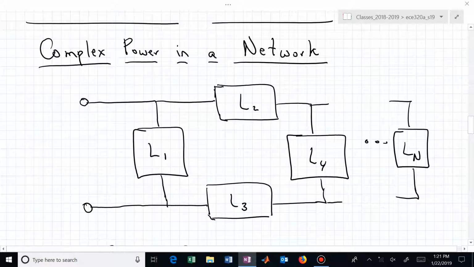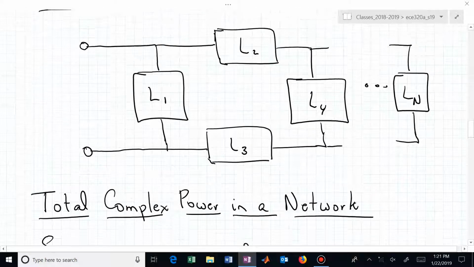Let's now look at how we can use all of this in a more complicated network. Again, this is single phase power. We simply have one phase associated with this system, and the network could be some interconnected mess, meaning it's a collection of parallel, series, different kinds of loads that I'm labeling L sub 1, L sub 2, L sub 3, all the way up to L sub n in this network, and now we want to know what's the total complex power associated with that network.